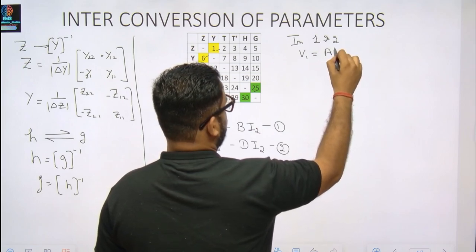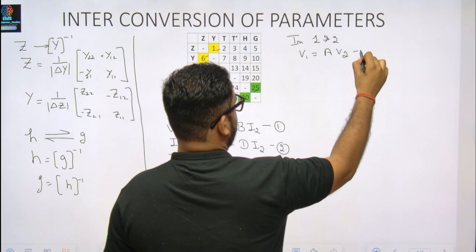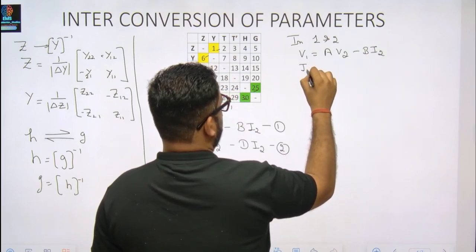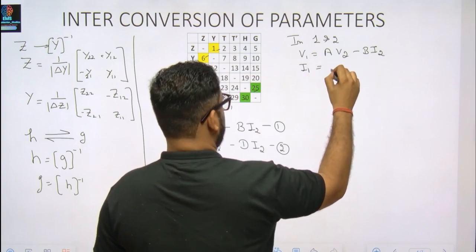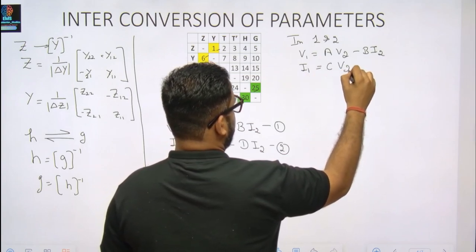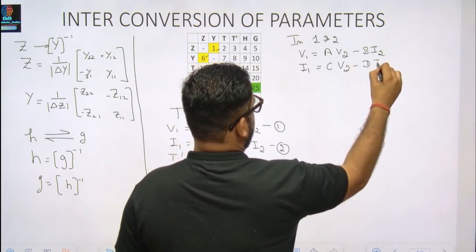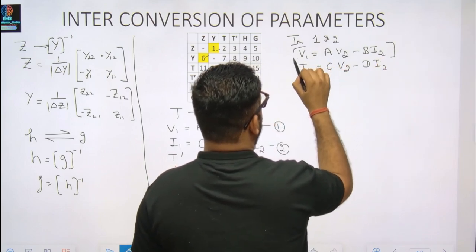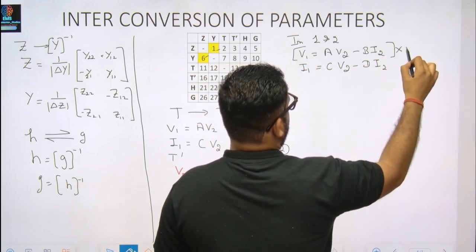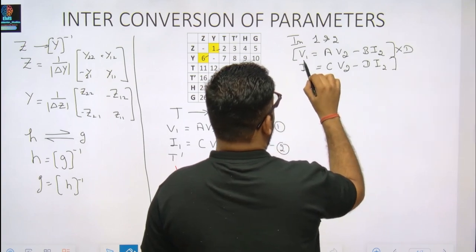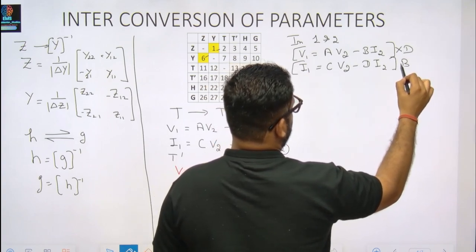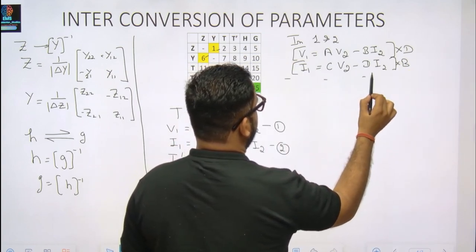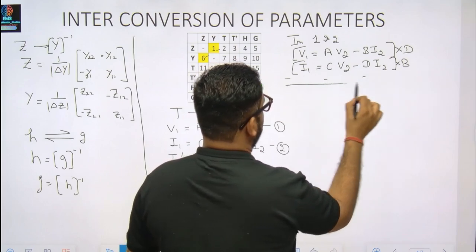V1 is equals to A V2 minus B I2, I1 is equals to C V2 minus D I2. So multiply this V1 with D and multiply this I1 with B, and then subtract the quantities. So what do I get?